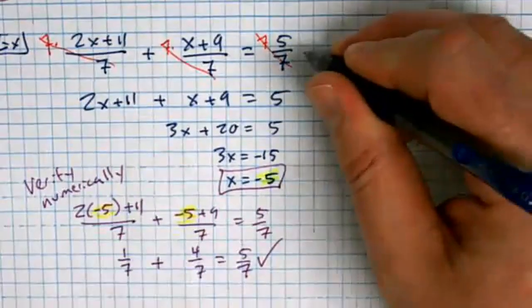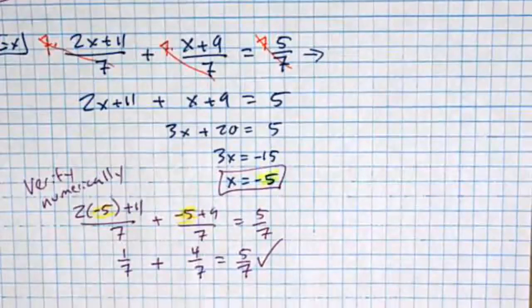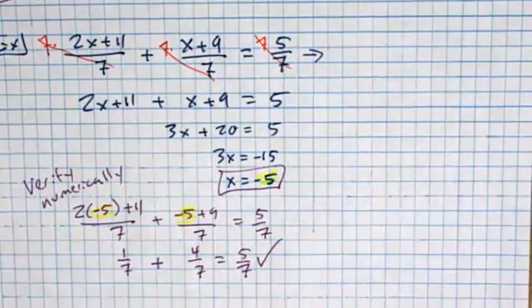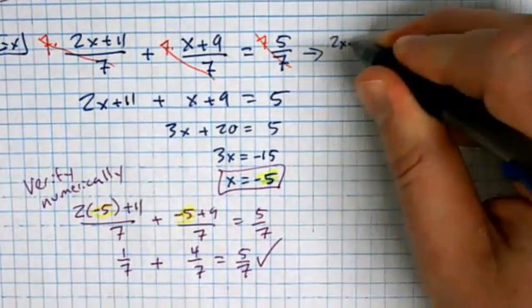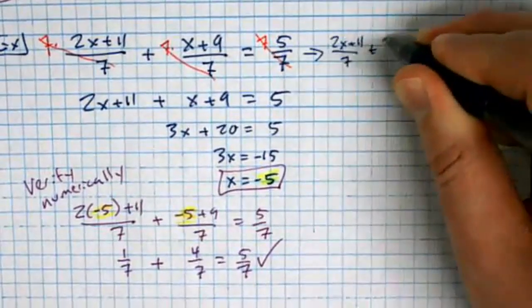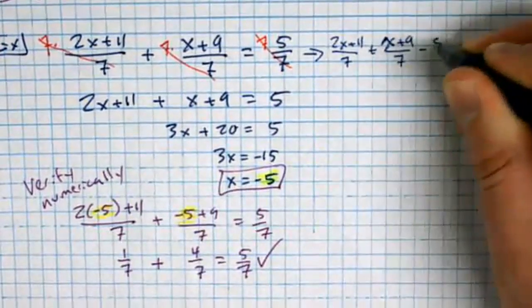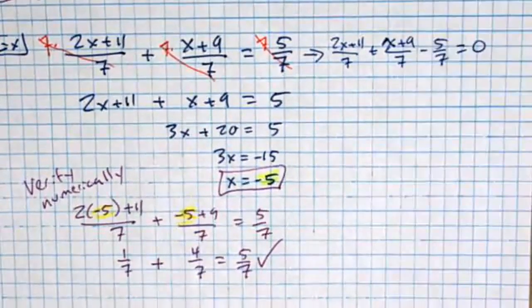If I wanted to make this equation into something that equals 0, would you be able to do that? Could you rewrite that equation to something that equals 0 pretty quickly? Sure you could. You would just subtract this from both sides, right? It would say 2x plus 11 over 7 still, plus, we still got x plus 9, minus 5 over 7, and then it would be equal to 0. I just took that 5 over 7 and scooched it over to the other side. It became a -5 over 7. Agreed? You okay with that?